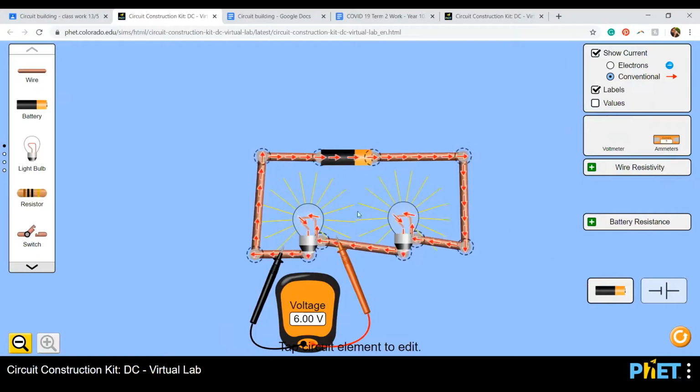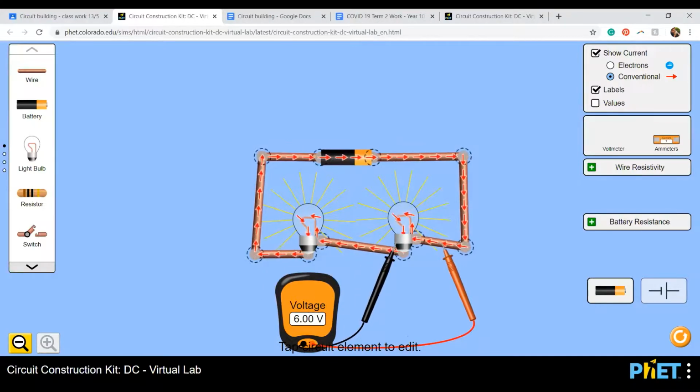Yeah, this is the positive side. So this is the red wire. This is the negative side. This is the negative wire. It goes there. 6 volts. If I measure now this one over here, it's also 6 volts.